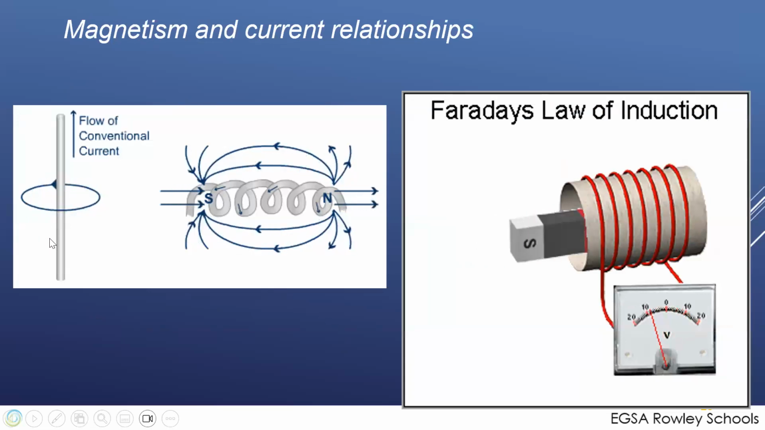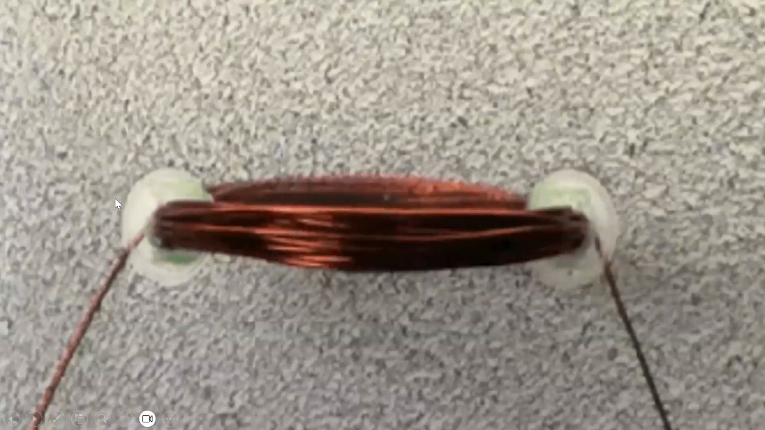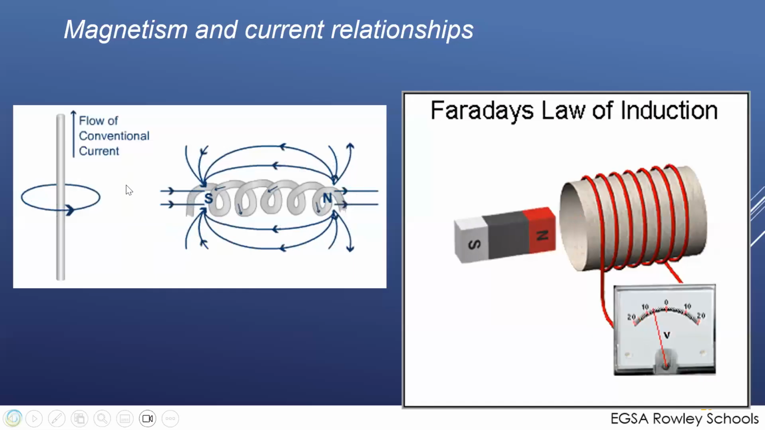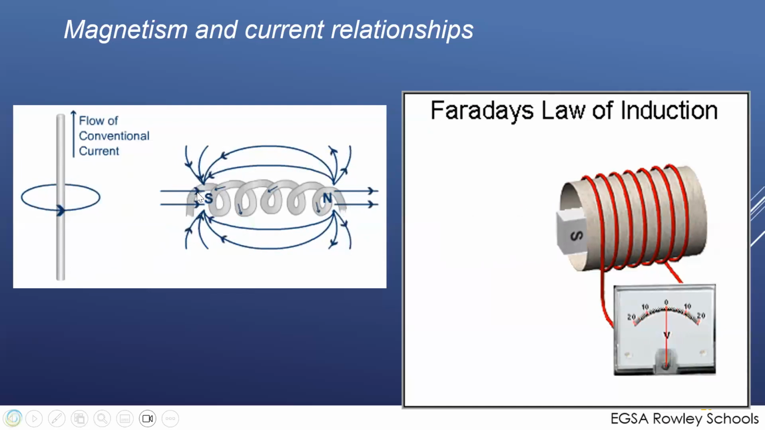So we have conventional current flow in the wire we see here. If you put that coil of wire around, you'll see that it becomes a stronger magnetic field. And as you move that magnet past the coil of wire, it actually produces a voltage. And that's an important concept: we produce a voltage. We don't produce a current, technically we produce a voltage.